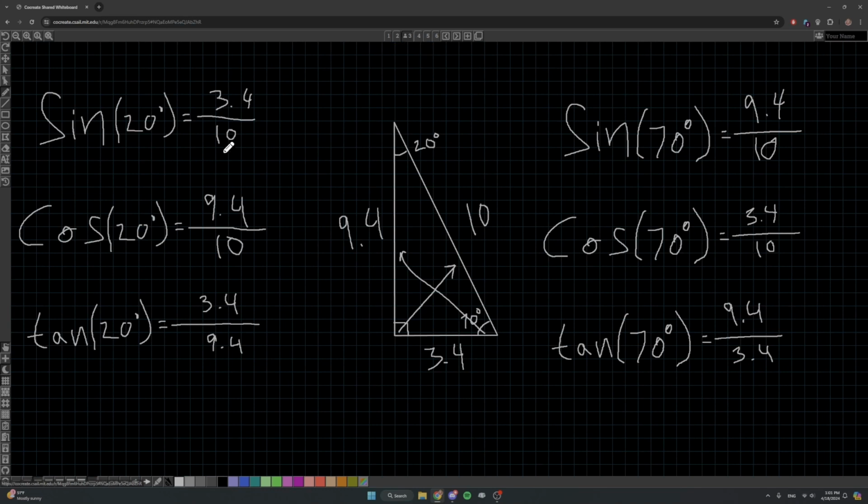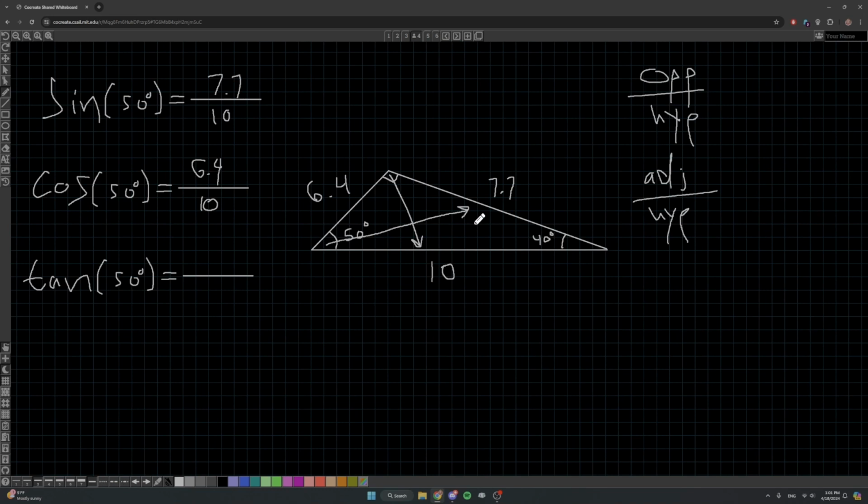Hopefully you can start to see a pattern now. When we did 20, we drew the arrow, 3.4 went on top, then 10, then 9.4, then 10. It's the same thing going on here. And then finally, tangent is opposite over adjacent. And we've already got the opposite and adjacent. We just have to go back to the sine formula. It's at the top, 7.7. And the adjacent is that other number, the 6.4.